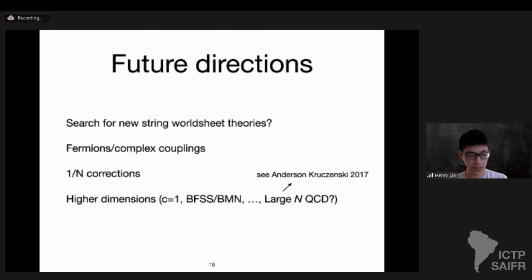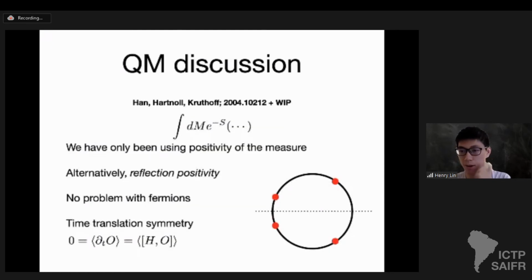So now I would just like to focus on the quantum mechanics discussion. This is from a paper by Han, Hartnoll, and Kruthoff in the Stanford group, plus some work in progress. So far, what I've been saying has only been using positivity of the measure. I've used the fact that when you integrate over Hermitian matrices, the measure is positive. When we go to quantum mechanics, there's an additional type of positivity, which is reflection positivity.